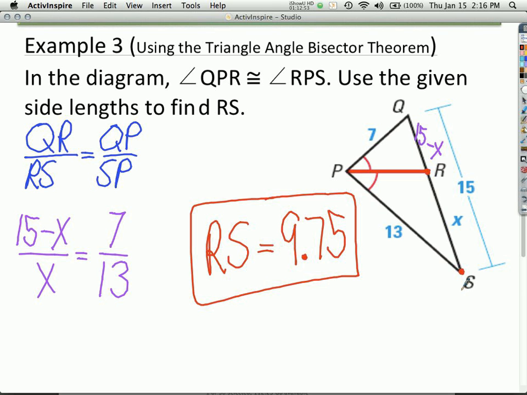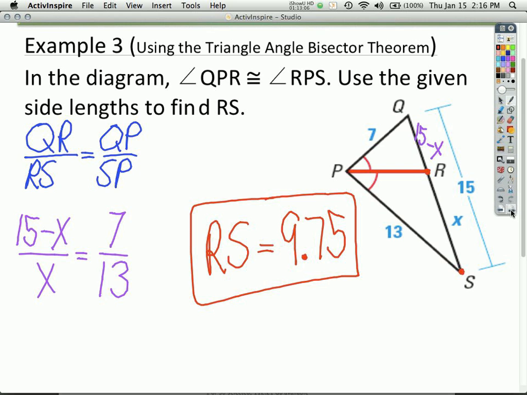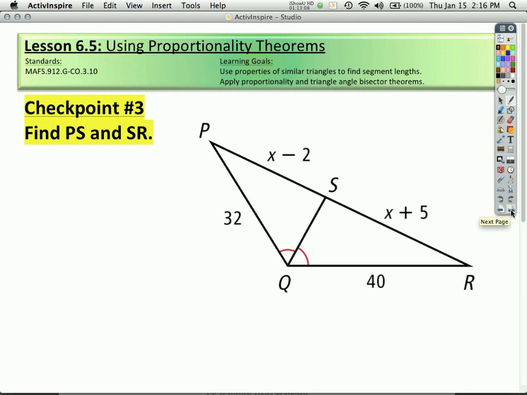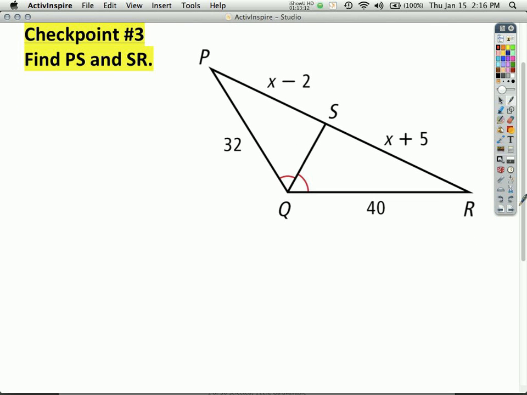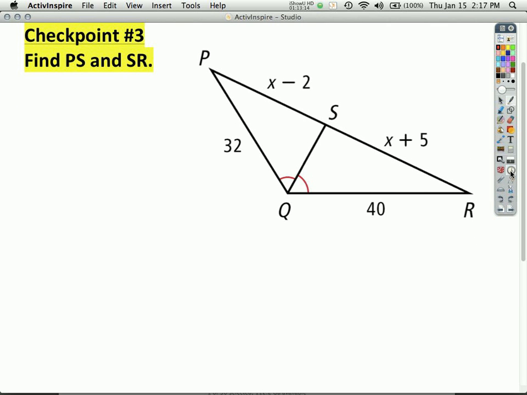Anyone have any comments or questions? If I asked you for QR, could you now find QR? Of course. Any questions or concerns? So let's finish out the day strongly by figuring this one out. I would like the distances PS and SR. PS and SR.